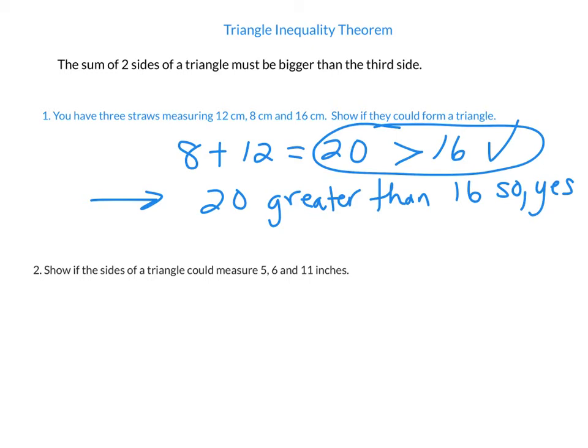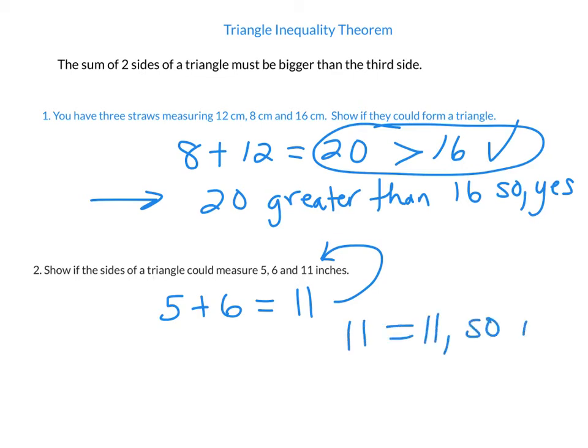All right, problem number 2, show if the sides of a triangle could measure 5, 6, and 11 inches. Again, I would go right to the 2 smallest sides. If the triangle can't be formed, it's going to be the fault of the 2 smaller sides. So in this case, our 2 smaller sides are 5 and 6, so our task is to add them up. 5 plus 6 equals 11. Is 11 bigger than 11? No. 11 is equal to 11, so no. It's not bigger than, okay?